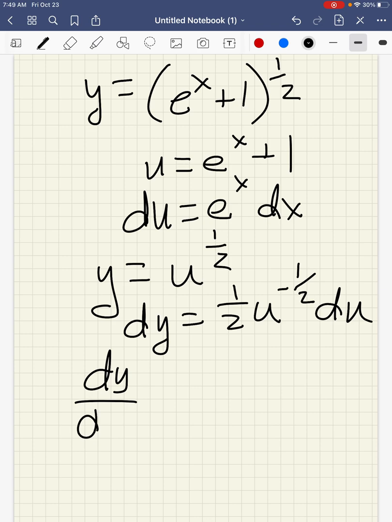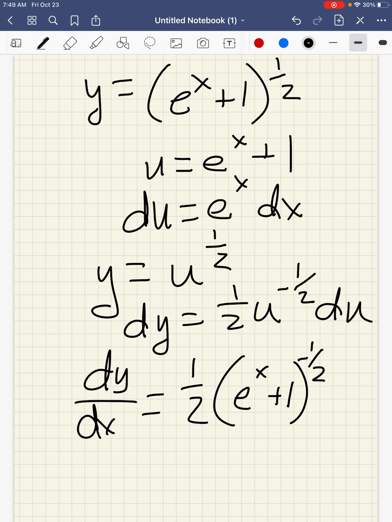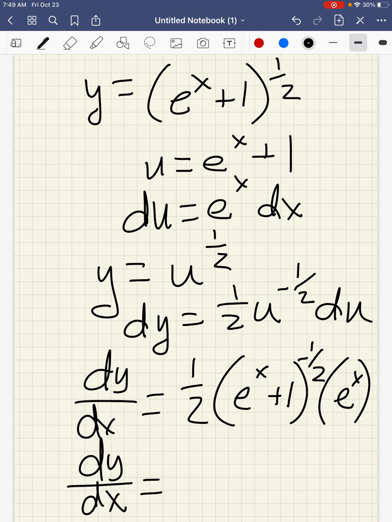And then dy dx will be equal to 1/2 of e to the x plus 1 to the negative 1/2 times e to the x. And now that negative 1/2 power can go to the denominator, and the e to the x will be in the numerator. So dy dx is going to be equal to e to the x over 2 times e to the x plus 1 to the positive 1/2 power.